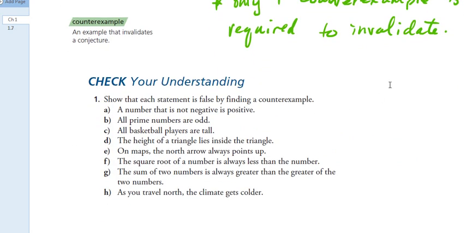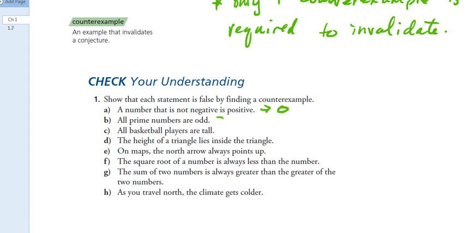Show that each statement is false by finding a counterexample. So 1a, 0 is your counterexample. Okay. All prime numbers are odd. Okay, so that's a blanket statement. That's a conjecture. Most prime numbers are odd, but can you think of an even prime number? See, that's what you're looking for. An even prime number. 2. Yeah, 2. Right on.